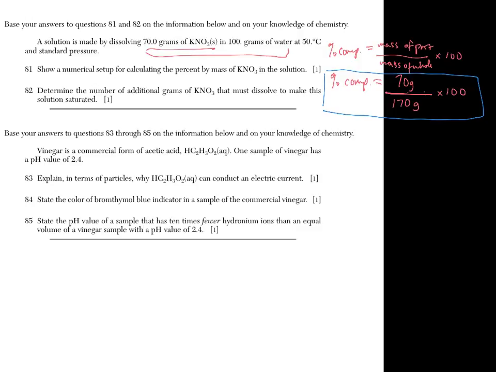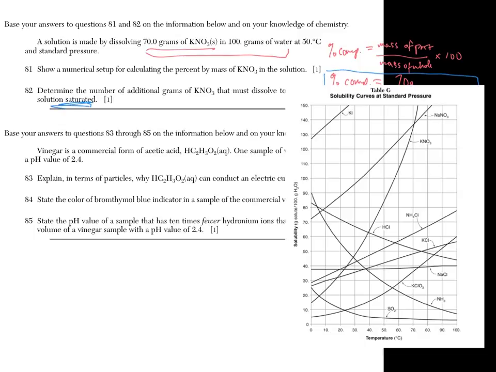Number 82, determine the number of additional grams of KNO3 that must dissolve to make this solution saturated. So we're going to use a reference table. All right, so our temperature here is 50 degrees Celsius. So we need to go to 50 degrees Celsius and go all the way up to the KNO3 line right here, because that's our line of saturation. And look how it changes with the temperature. So when we reach this point, we reach saturation.